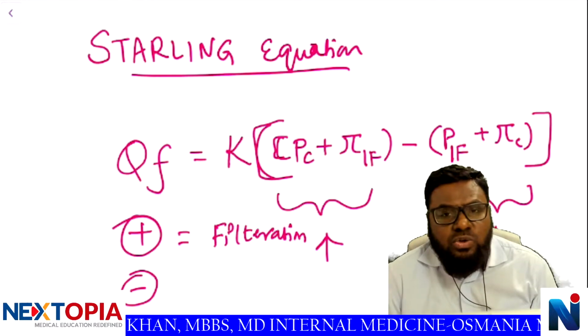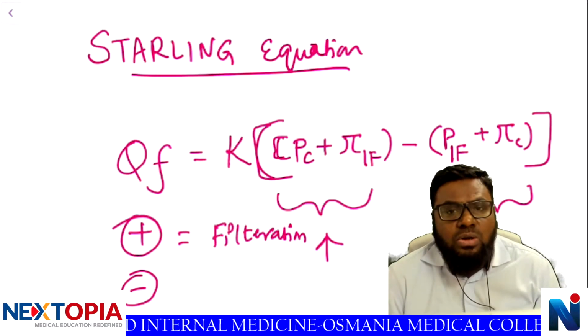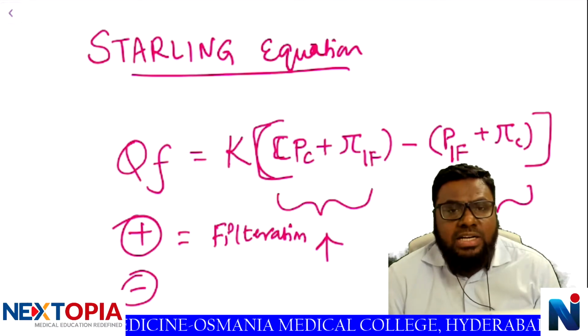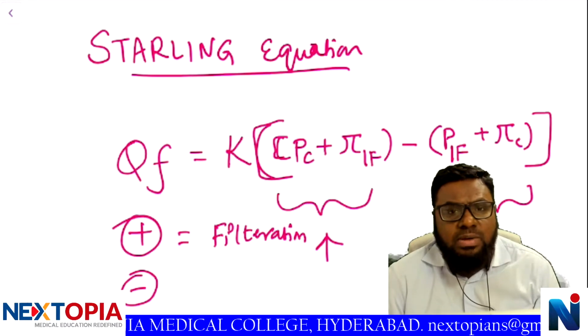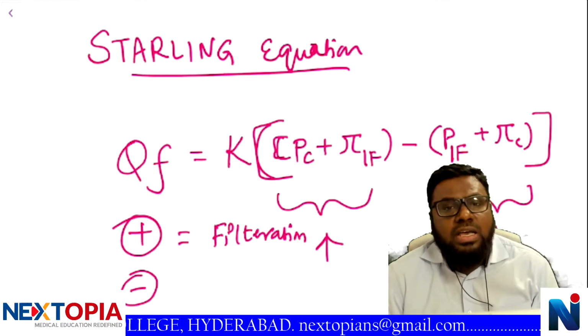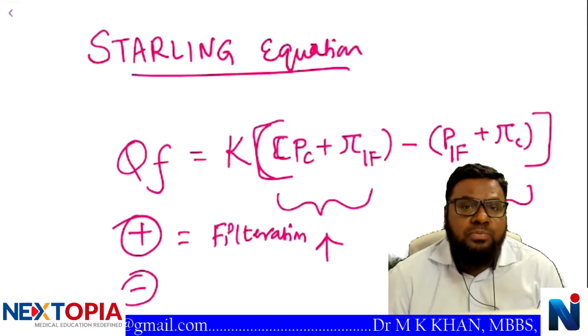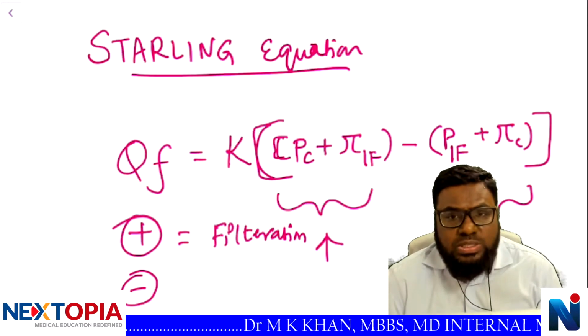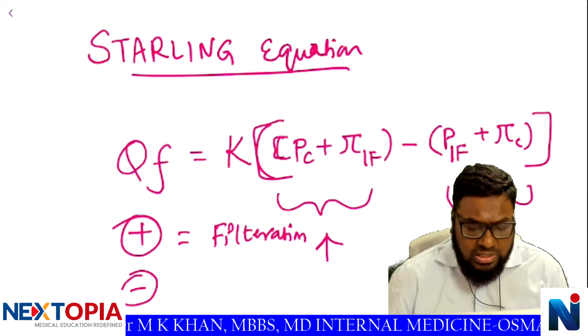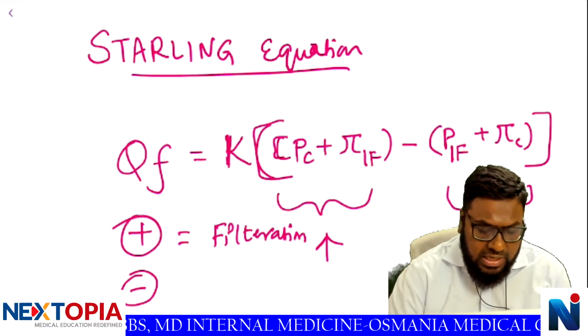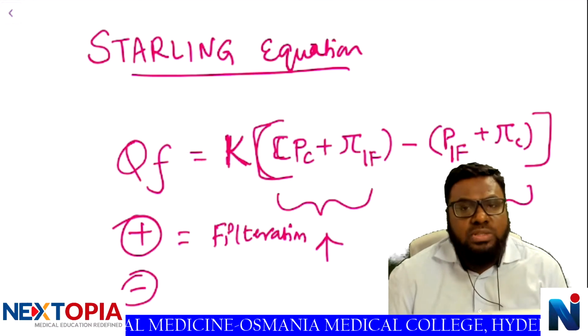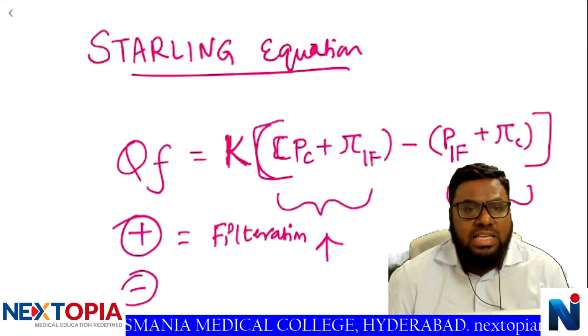So this filtration coefficient is very, very important here, and it depends on the site we are talking about. For example, if you're talking about the kidneys, it is different. If you're talking about capillaries of the intestines, it is different. If you're talking about absorption in various other tissues, it is different. The K value changes with the tissue we are talking about. So this is all about Starling's equation.